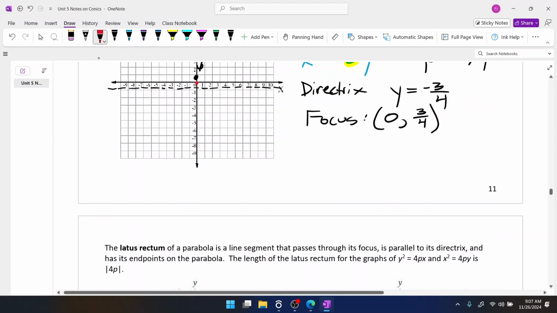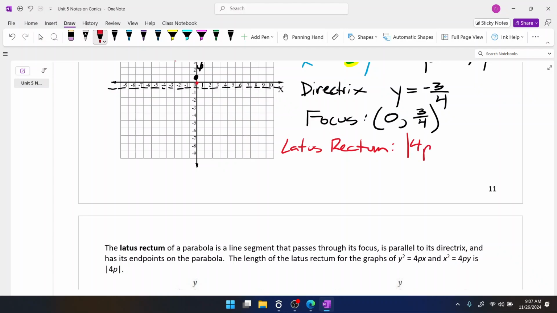So what that means is, the latus rectum is going to be the absolute value of 4p, which is the absolute value of 4 times 3/4. Whether the p-value is positive or negative, the latus rectum is always going to be a positive value, and it's going to have a length of 3.